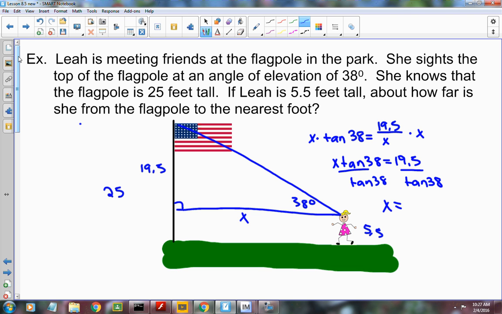Am I going to use regular tangent or second tangent? Regular tangent. Okay, so I'm going to do second tangent 19.5. Oh, yeah, just checking to make sure you're paying attention. 19.5 divided by the tangent of 38. What do you get? 24.95 something or other. Okay, it says round to the nearest foot, so what would it be? 25 feet.